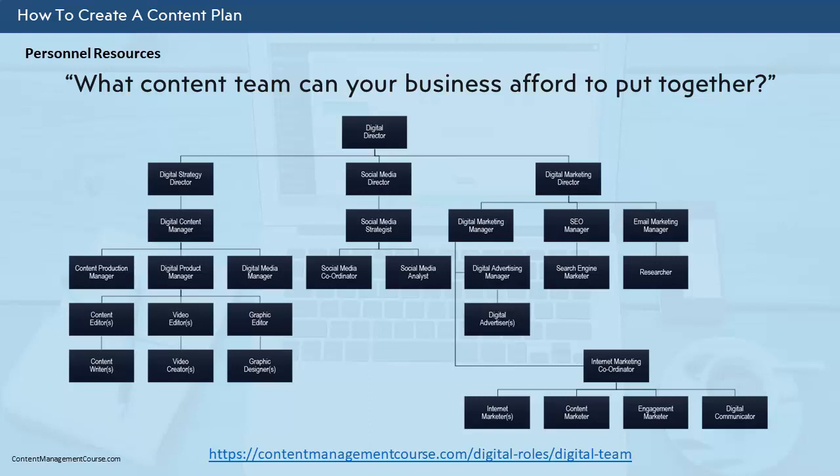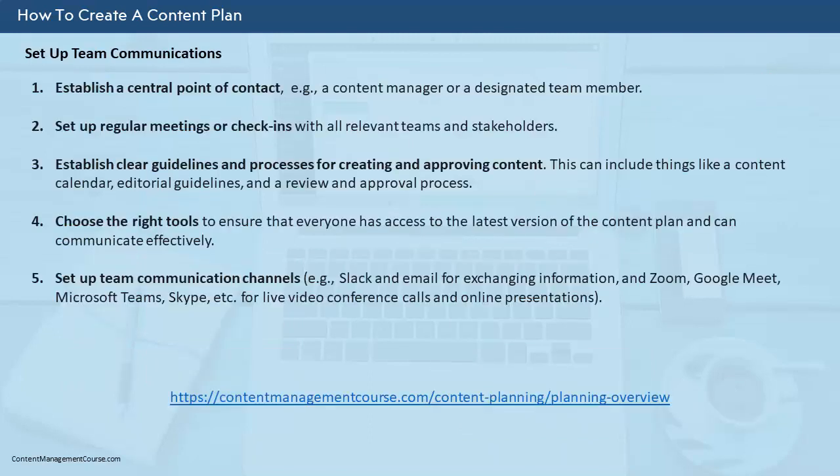Working with a content team, for example, requires having really effective communication. So to implement a content plan effectively with a team means that we need to establish a central point of contact. This can be a content manager or a designated member of the team. We also need to set up regular meetings or check-ins with all of the relevant teams and stakeholders and establish clear guidelines and processes for creating and approving content. We'll cover some parts of this step in this lesson, like setting up a content calendar. But in the next lesson, we'll talk about editorial guidelines and workflow processes for reviewing and approving content.